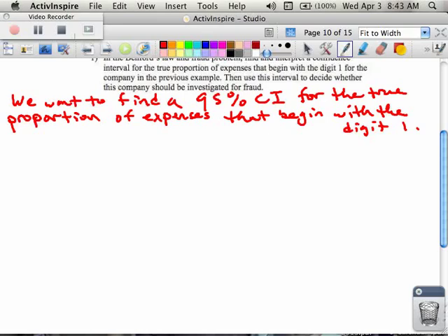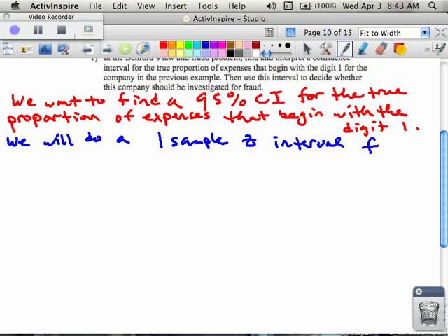The planning part is a little bit different because when you do this, you're going to say, we will do a 1 sample z interval for the p. Instead of saying test, it's called an interval.